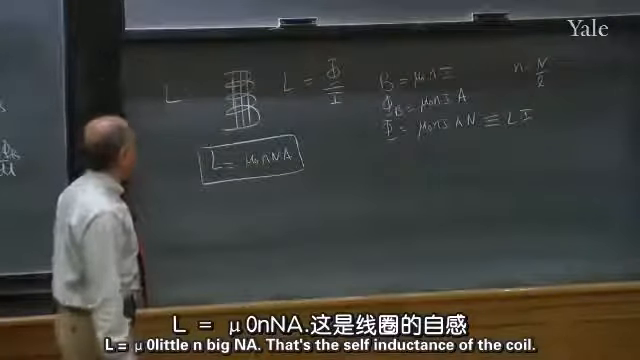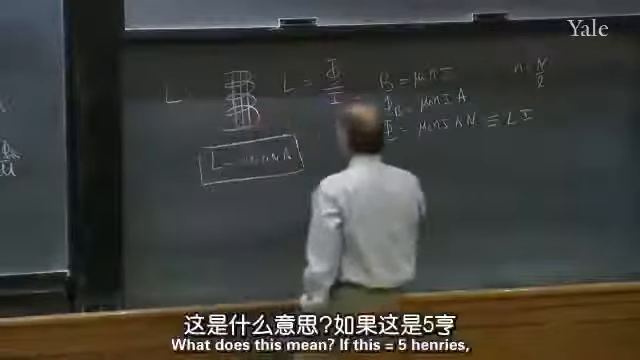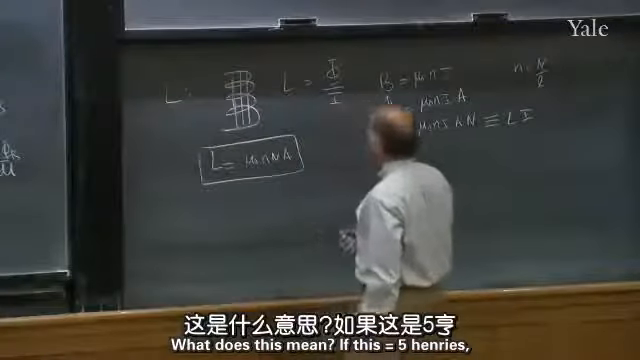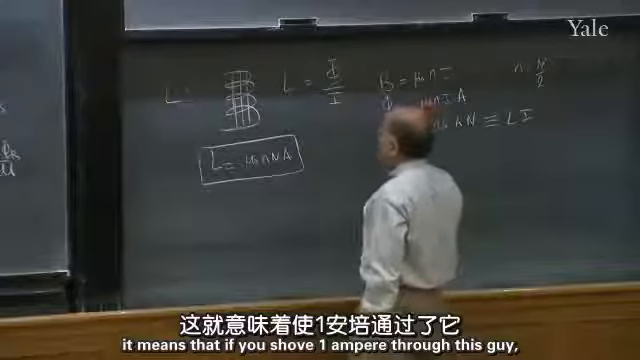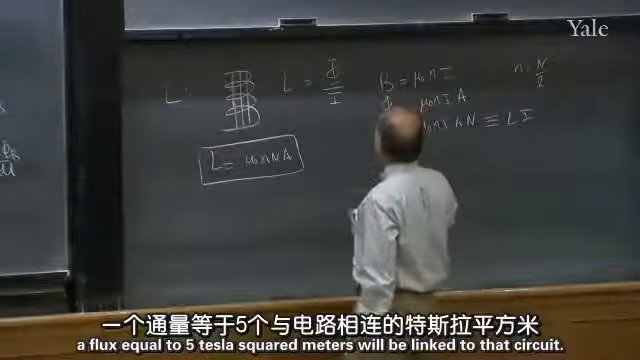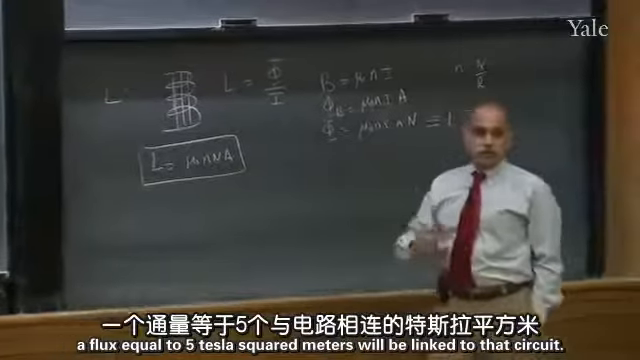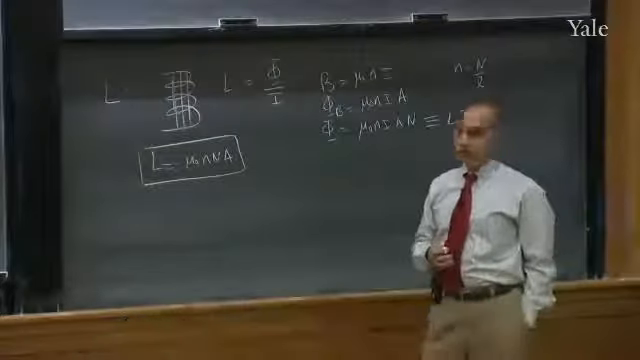That's the self-inductance of a coil. What does this mean? If this is equal to 5 henries, it means that if you shove 1 ampere through this guy, a flux equal to 5 Tesla square meters will be linked to that circuit.